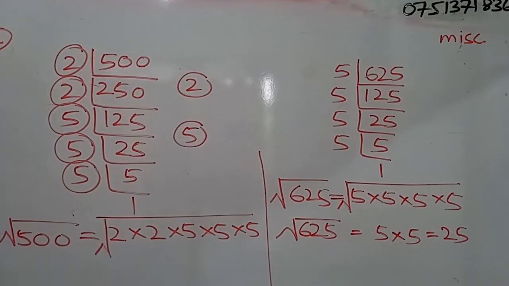Right? So what happens? We cannot complete the process completely, right? So that's why we cannot use the prime factorization method.